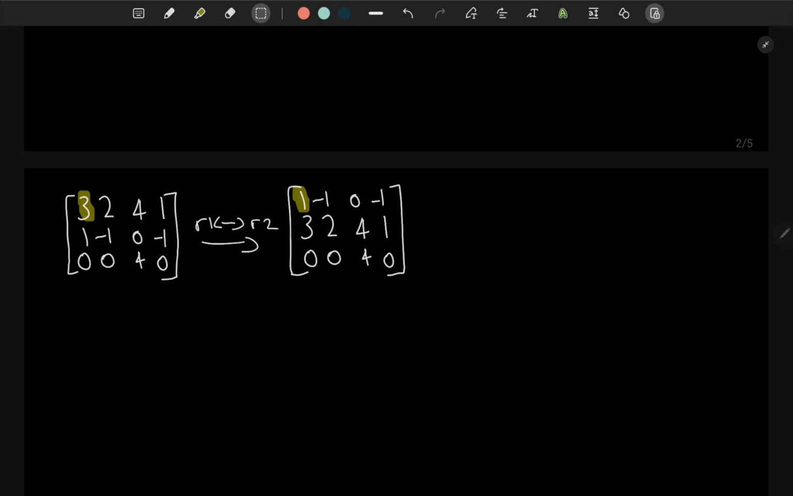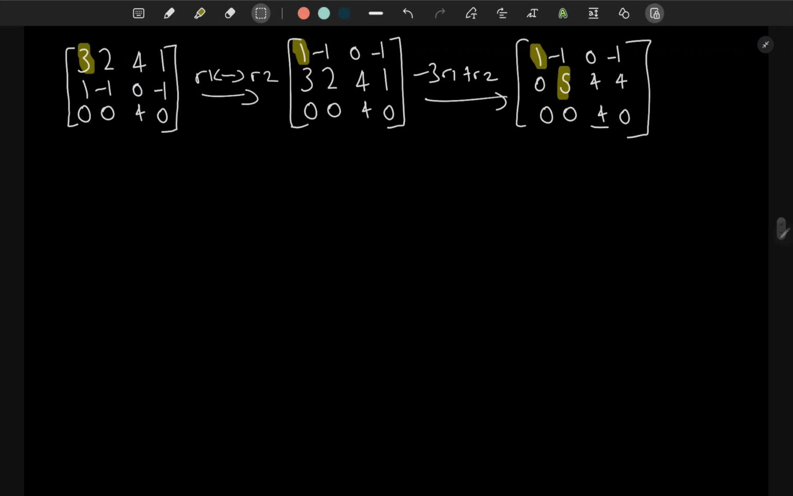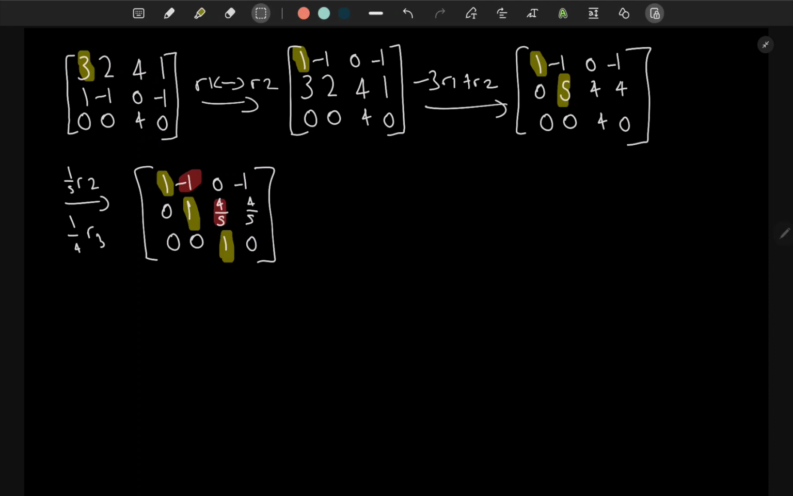and our next step will be to do minus 3 R1 plus R2, which will give us this. And if we identify the pivots again, we see that we have 1 and 5 in the second row, so we need to change this 5 into 1, and we have no other choice but to have fractions here, since we have to divide the entire row by 5, and this will be 4 over 5 and 4 over 5. And let's do that now. So we divide row 2 by 5, that is multiply by 1 over 5, and we can see that there is a 4 in row 3, and we divide that by 4 to convert it into 1.